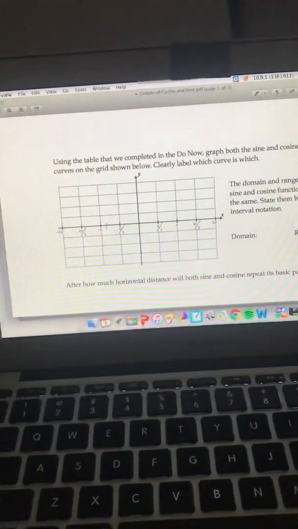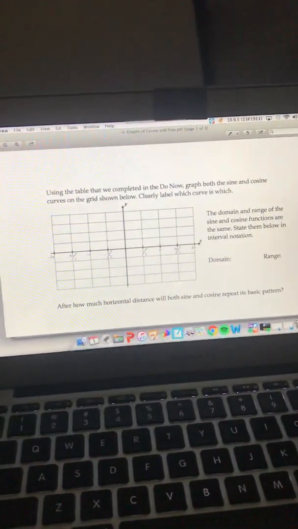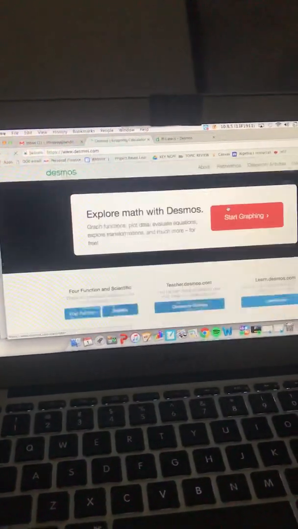Okay? If that's not the case and you don't have this able to be printed out, I want you guys to go to decimals, just like I did over here. When you go to decimals, I'm going to show you from the start. We're going to leave this site. You're going to hit start graphing.